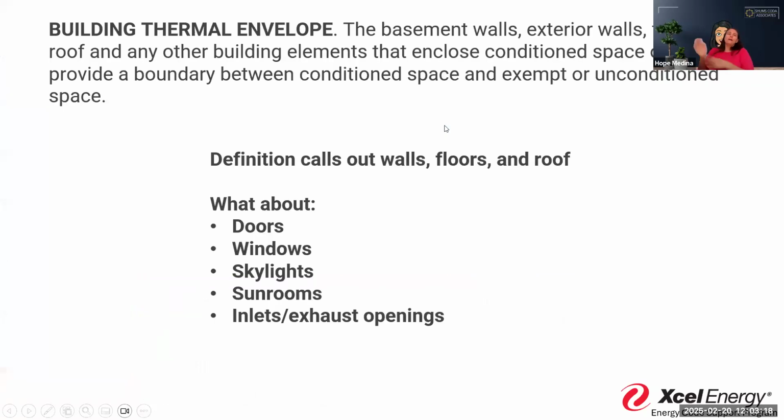So the building thermal envelope, which I know you're like, gosh, Hope, you have never ever uttered those words before. What are you talking about? We know that the building thermal envelope is basically the basement walls, exterior walls, floor, roof, and any other building elements that enclose conditioned space or provide a boundary between conditioned space and exempt space or unconditioned space. So the items called out by this definition are the walls, floors, roof, right?